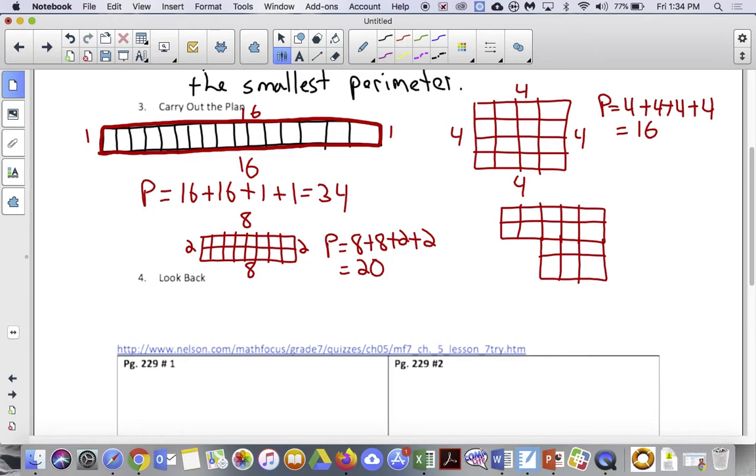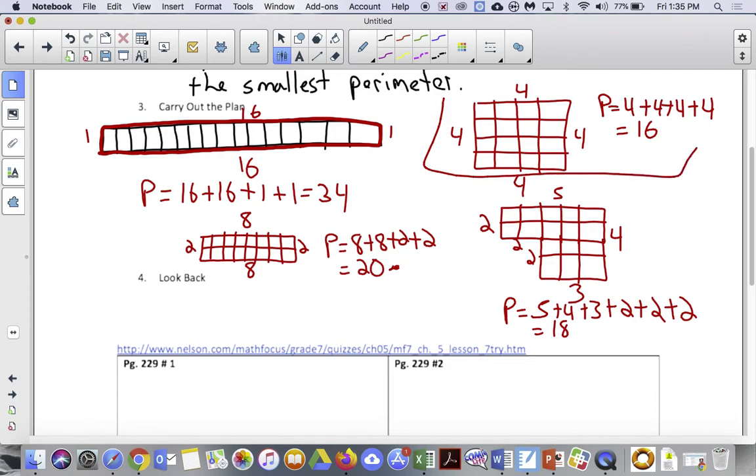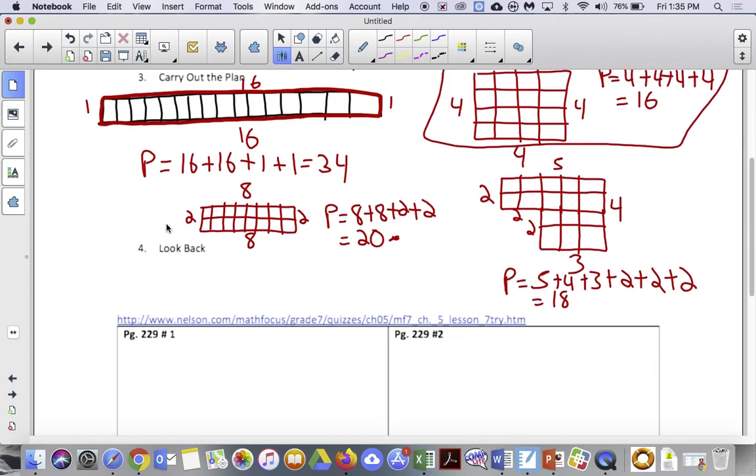So that's 16 total squares, but let's count the perimeter. 2, 5, 4, 3, 2, and 2. So if I get the perimeter of this, I'm going to get 5 plus 4 plus 3 plus 2 plus 2 plus 2. And when I add all of these up, I get a perimeter of 18. Okay, so that's even better than this one. However, the winner is the 4 by 4 with 16. So look back and see if your answer makes sense.